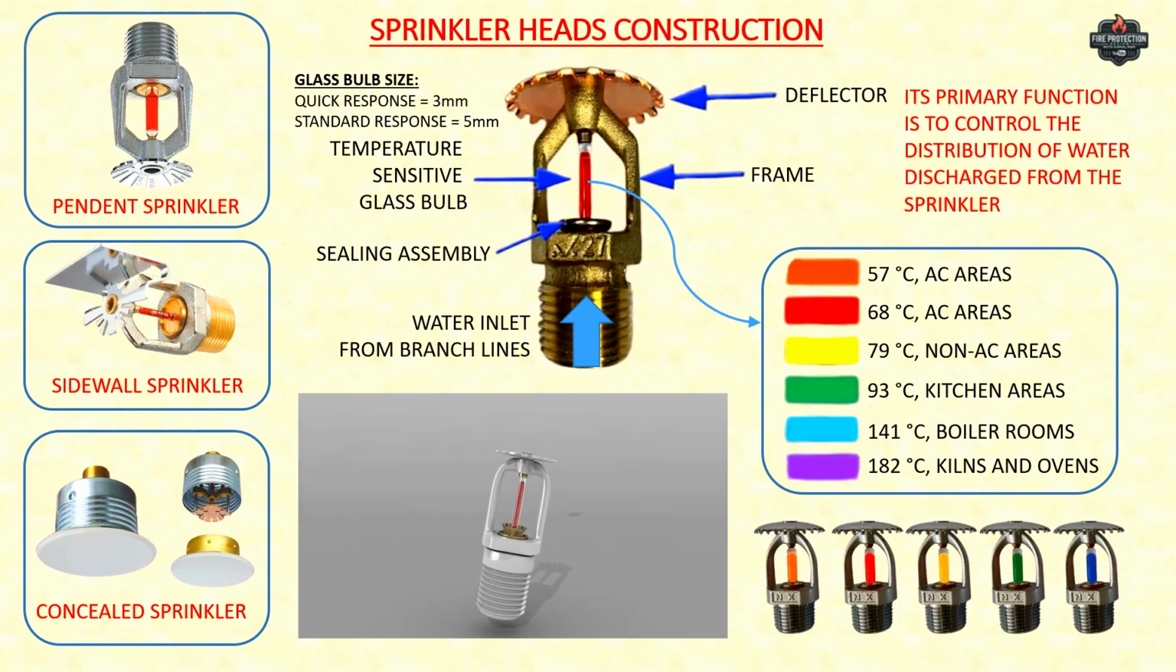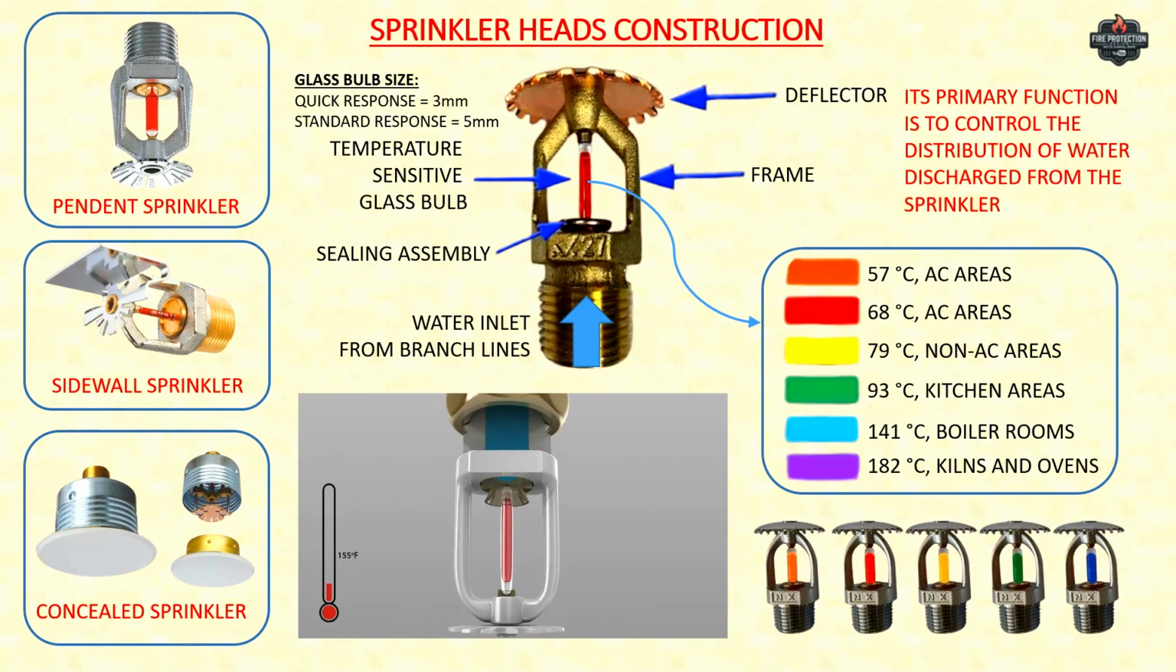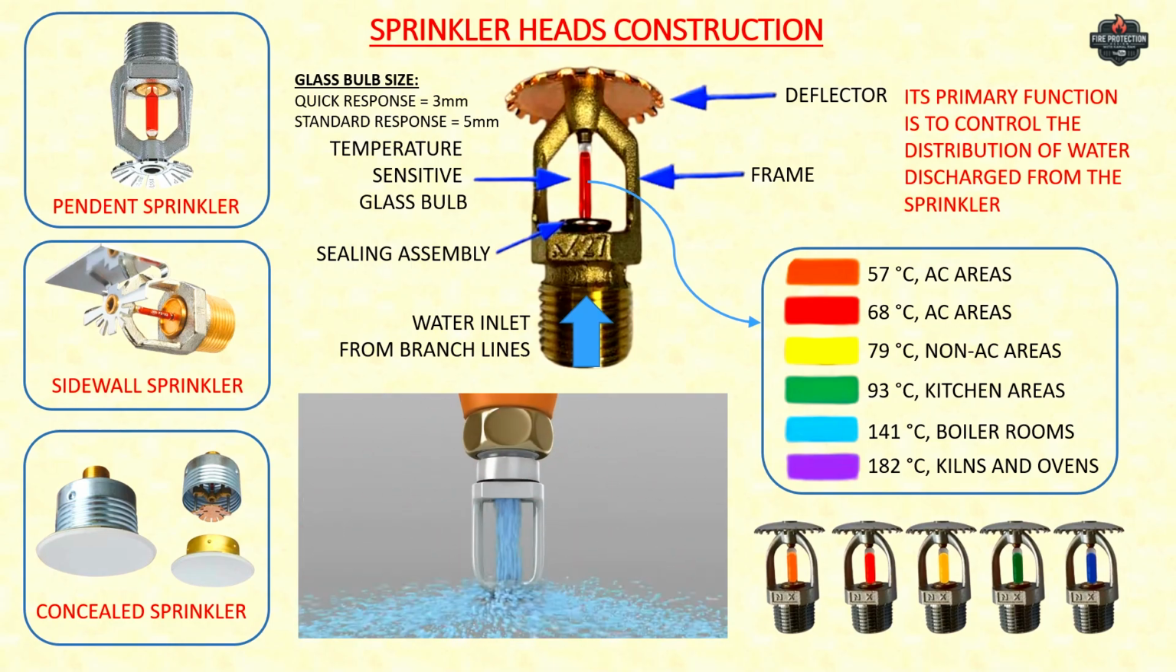Next you have pendant sprinklers. Here the deflector is oriented downwards and the water is distributed in a circular pattern below the sprinkler. So these sprinklers are used in ceiling areas.